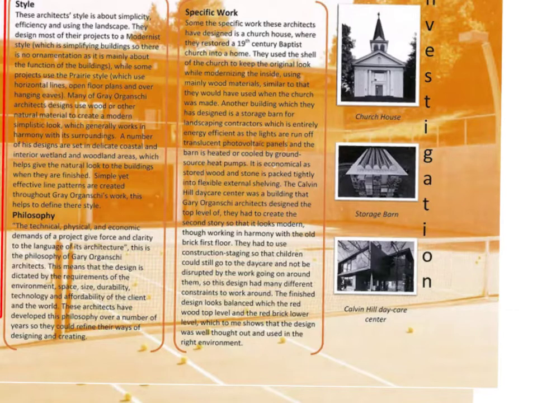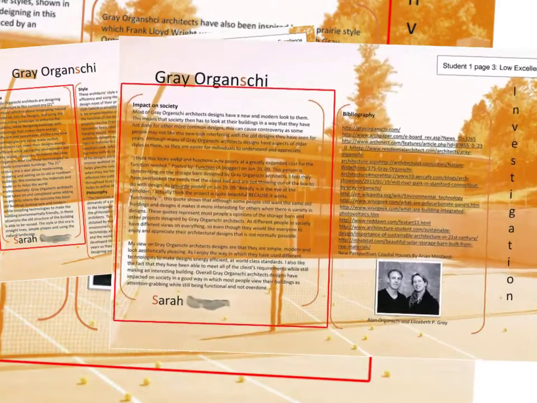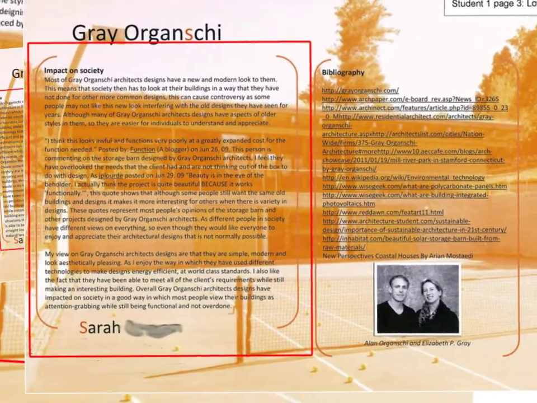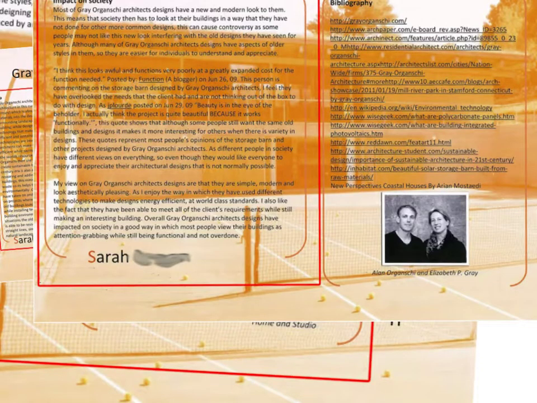There's also a little bit of a commentary by the student talking about why they think the design was successful, because it looks balanced, and that the design was well thought out, which you may want to do if you have opinions, as long as you're justifying it. Finally, we have the third page, which talks about Gray Organishi's impact on society. This is a pretty good designer to talk about in terms of impact on society.